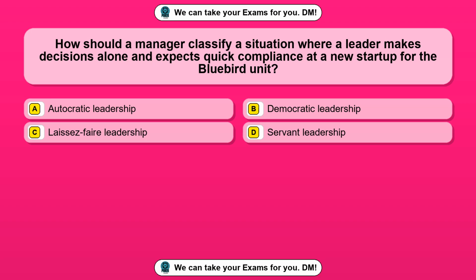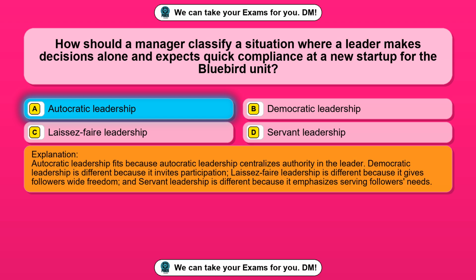How should a manager classify a situation where a leader makes decisions alone and expects quick compliance at a new startup for the Bluebird unit? Option A, autocratic leadership. Option B, democratic leadership. Option C, laissez-faire leadership. Option D, servant leadership. The correct answer is option A, autocratic leadership. Autocratic leadership fits because autocratic leadership centralizes authority in the leader. Democratic leadership is different because it invites participation, laissez-faire leadership is different because it gives followers wide freedom, and servant leadership is different because it emphasizes serving followers' needs.